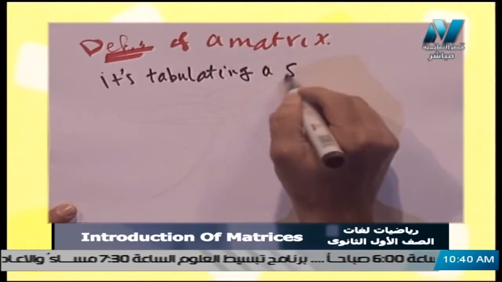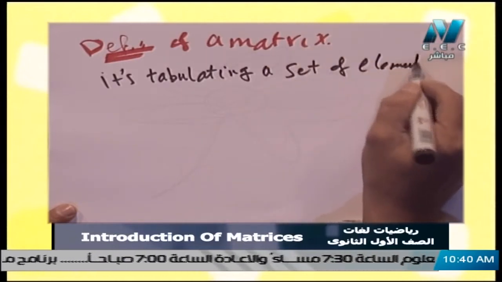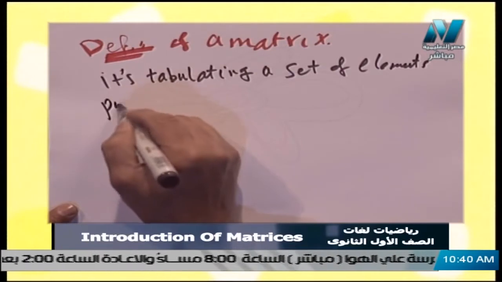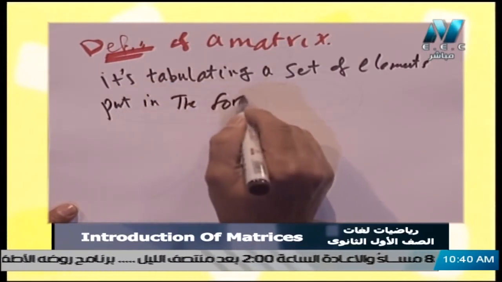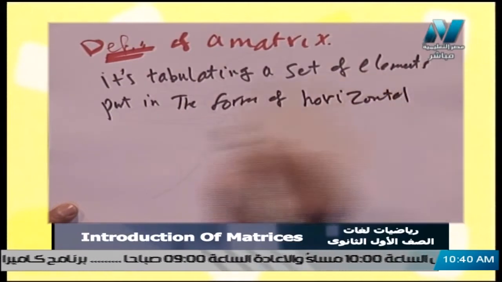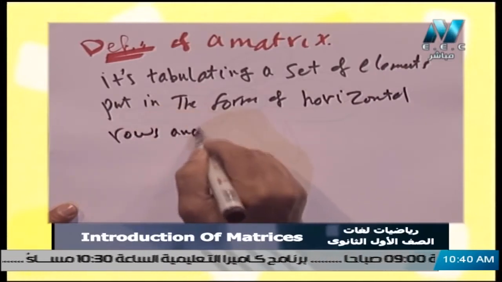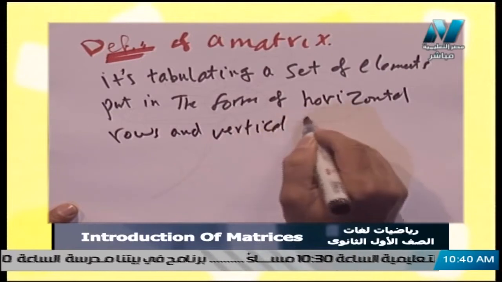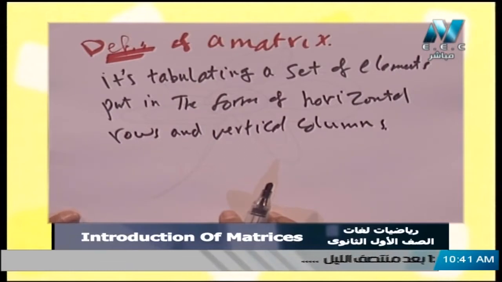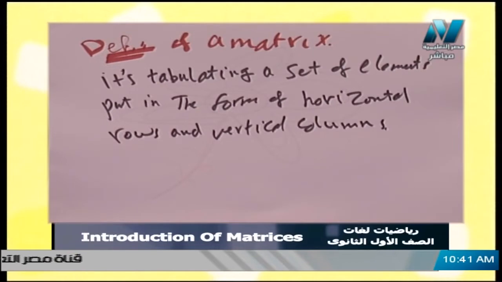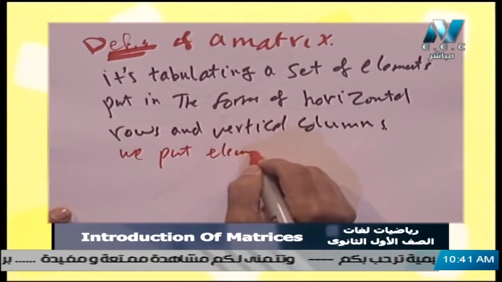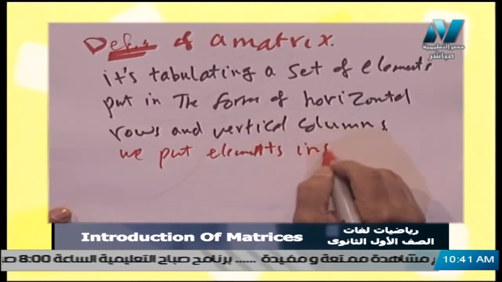A set of elements, okay, put in the form of horizontal rows and vertical columns. Okay, and are put inside it. What do we put inside it? We put elements inside it.